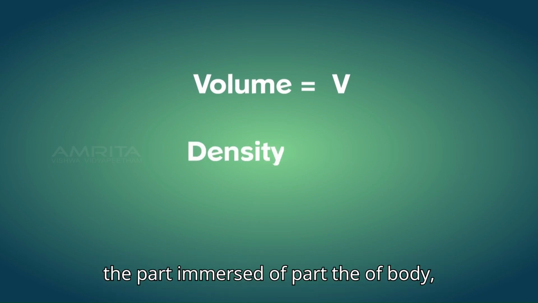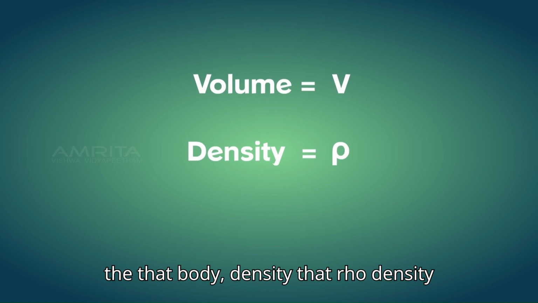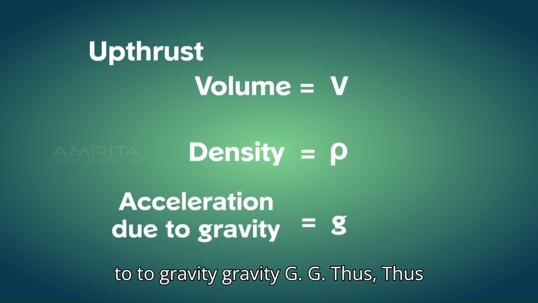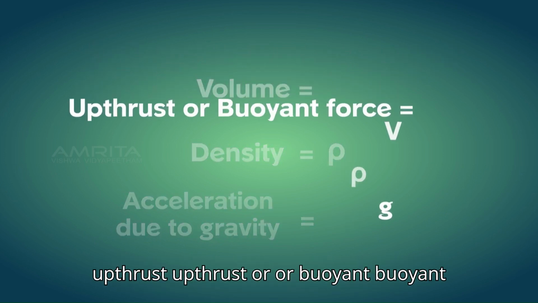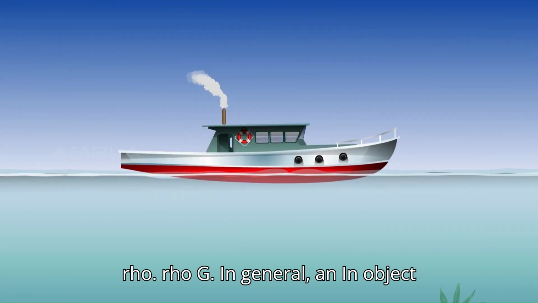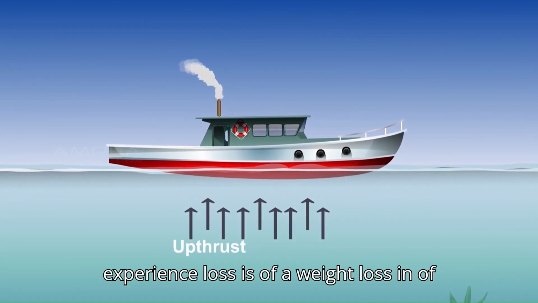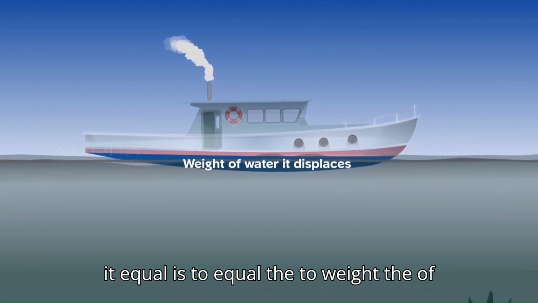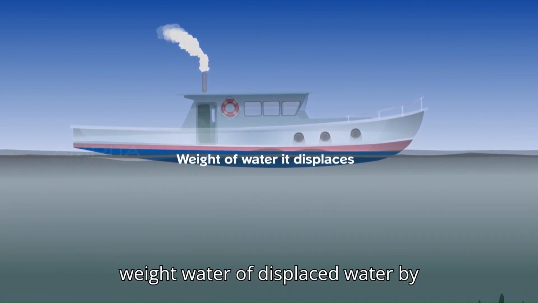These examples indicate that the magnitude of the buoyant force depends on the volume V of the immersed part of the body, the density ρ of the fluid, and the acceleration due to gravity g. Thus, upthrust or buoyant force is equal to Vρg. In general, an object experiences a loss of weight in water due to the upthrust, and it is equal to the weight of water displaced by it.